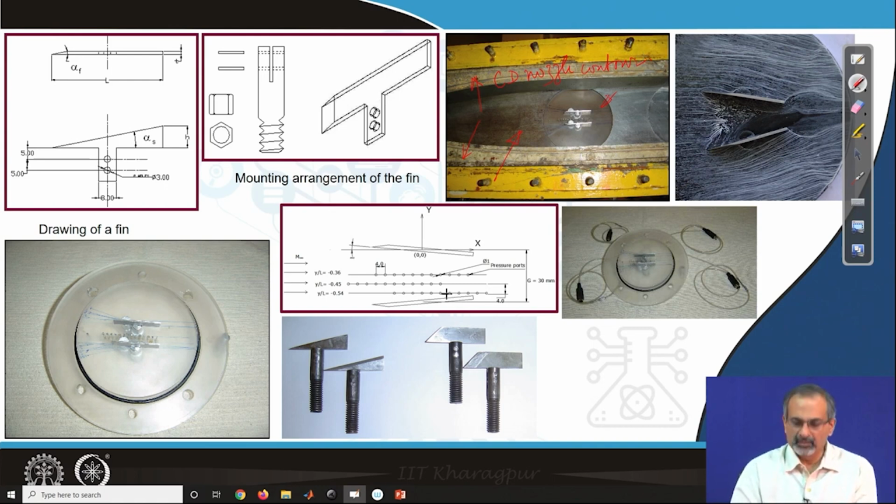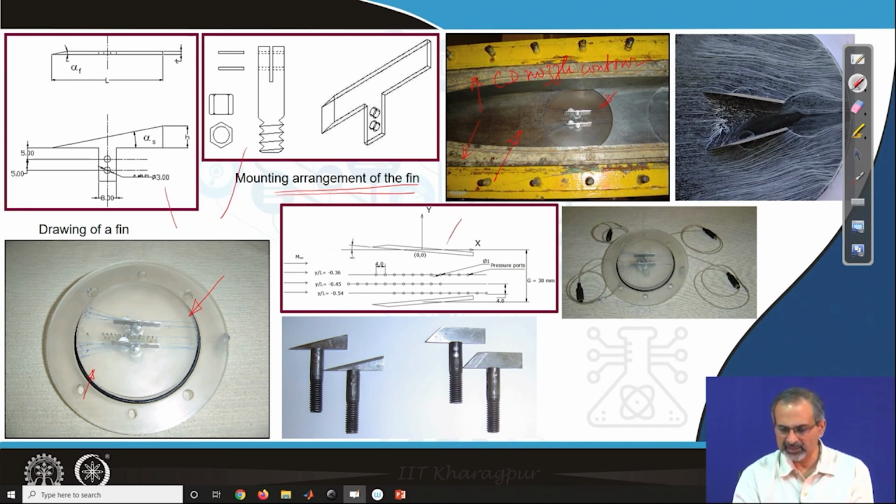We are testing sharp fins by mounting them on surface plates like this, and these surface plates are fastened to the sides of the wind tunnel, and this surface on which the fins are mounted is flush with the inner walls of the tunnel, so that the flow smoothly moves past it. Detailed drawings, material specifications, everything is provided.